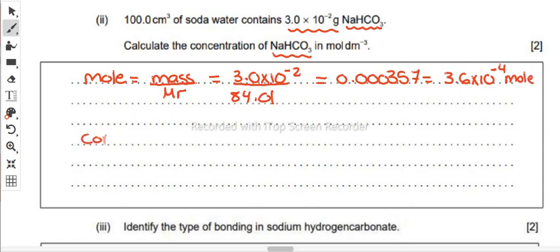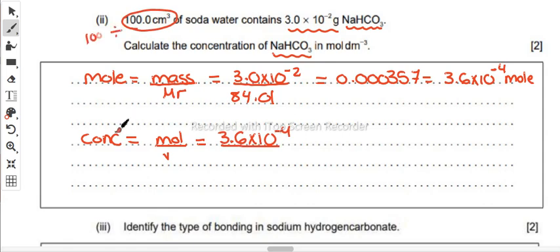Now continuing with the concentration. So the concentration will be my mole number divided over the volume. So it's 3.6 times 10 to the power of -4 divided over the volume. Here it is in cubic centimeter, so I need to convert into decimeter cube. So it is divided over 1000. So it is 0.100, and our final answer is 3.6 times 10 to the power of -3 mole per decimeter cube. And we are done.